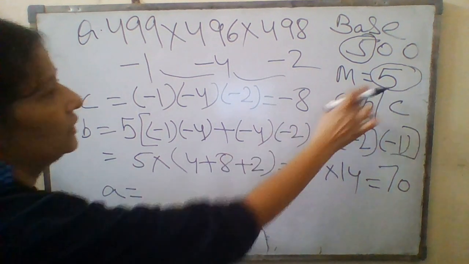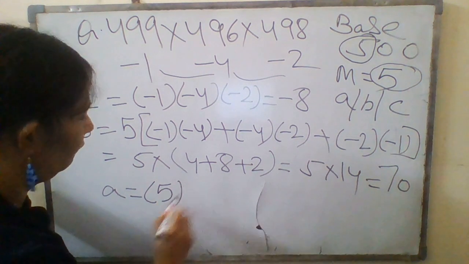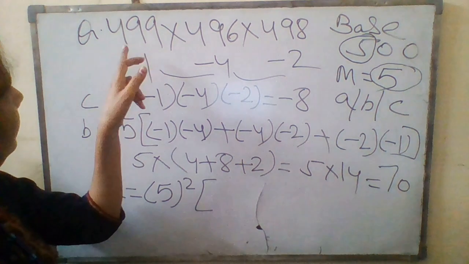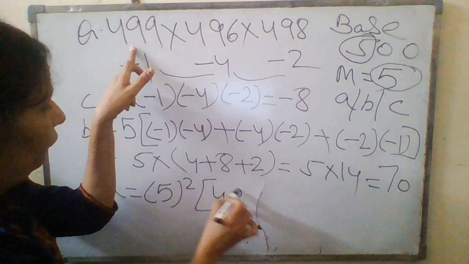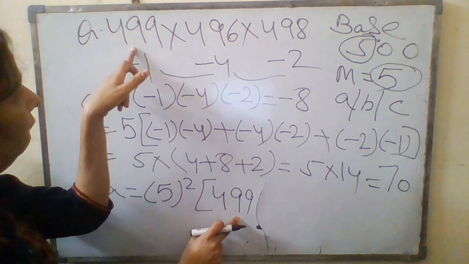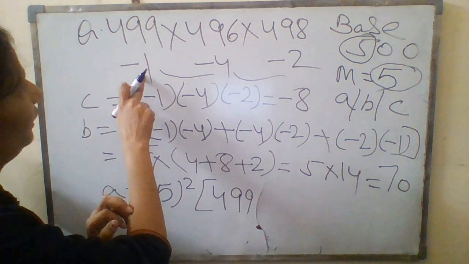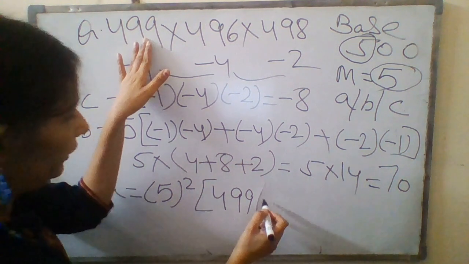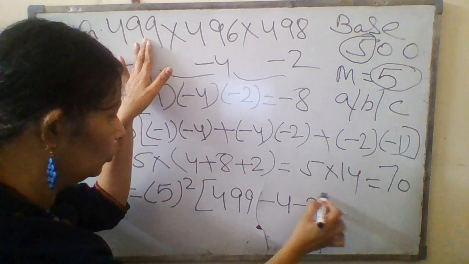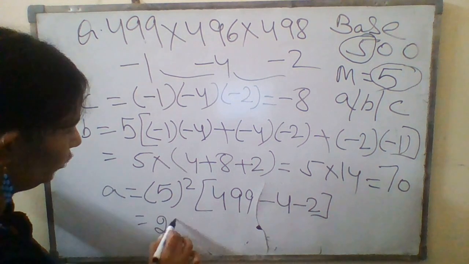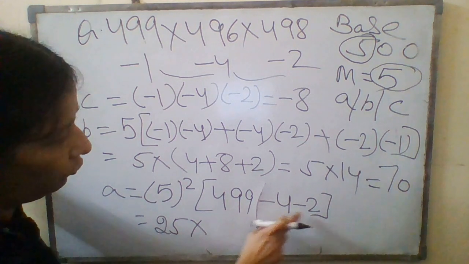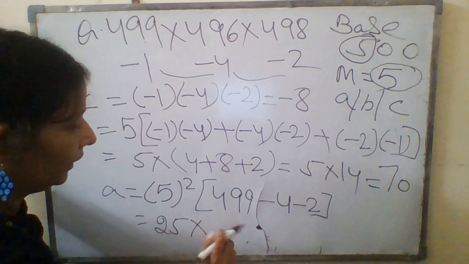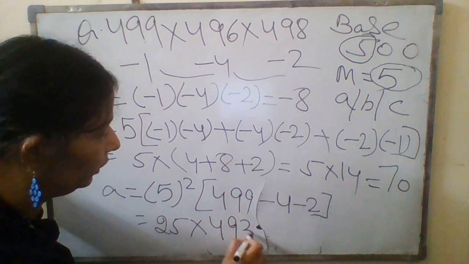Okay, you find out the value of A. So for that, see, multiplier is 5, so square of 5, then in bracket. Now I am taking this 499. If I have taken here 499, I will not take the deficit of 499. So I will just keep my hand. And what are the remaining two deficits? -4 and -2. Now square of 5 is 25 multiplied by, now 4 plus -4 and -2 is -6. So 499 minus 6 will be equal to 493.